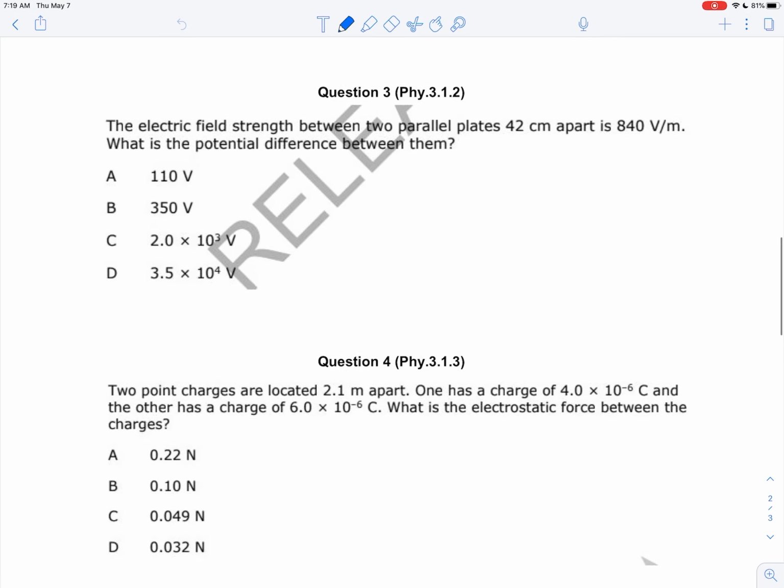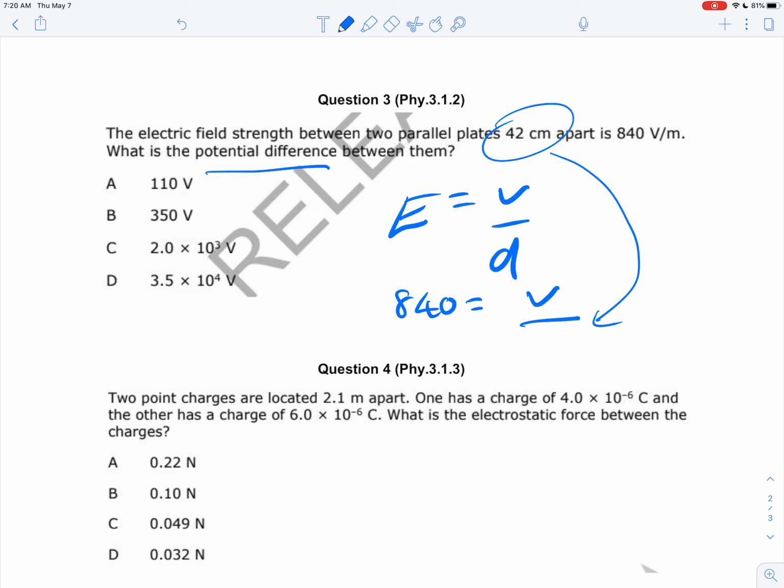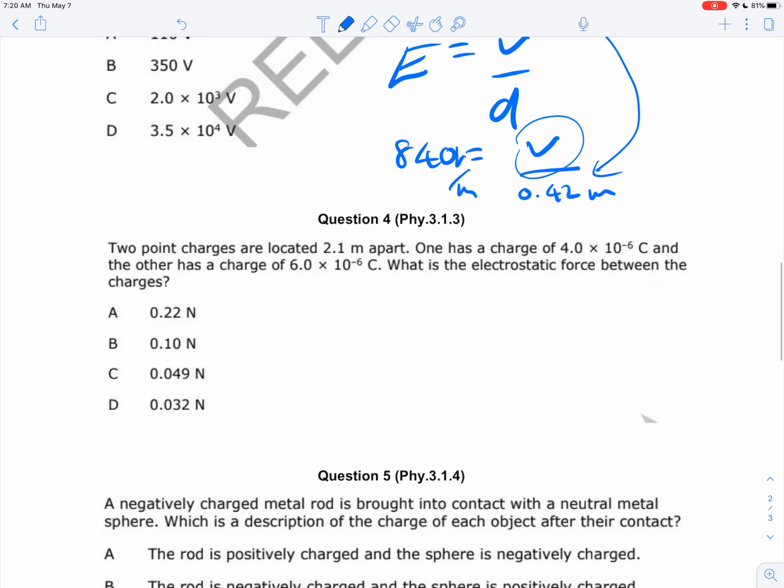So if I apply this equation here, E equals V over D, and they're telling us the E is 840. We need to know the V, the voltage or potential difference. And the distance they're telling us is 42 centimeters, which is going to go here, but we're going to convert that to meters. It's going to be 0.42 meters. So we've got meters here, we've got volts over meters over here. You can see meters are going to cancel, we're going to land up with volts, but you're going to solve for V.